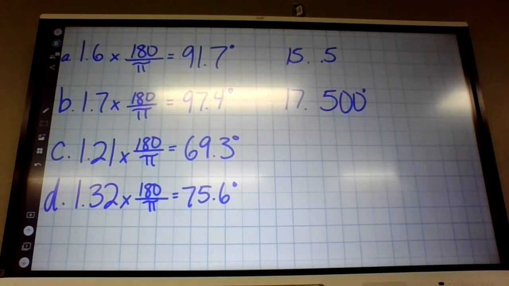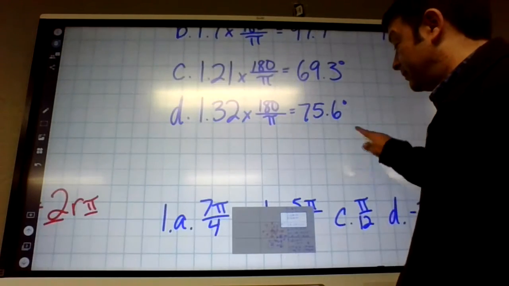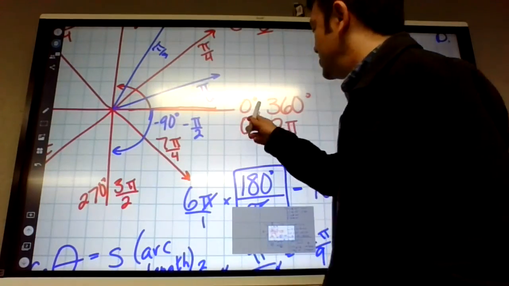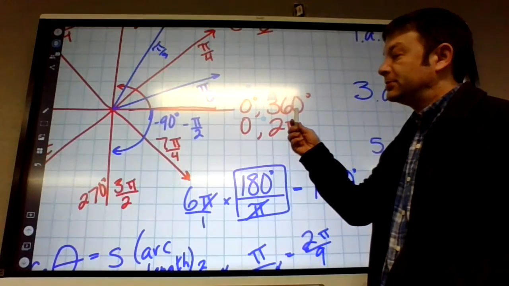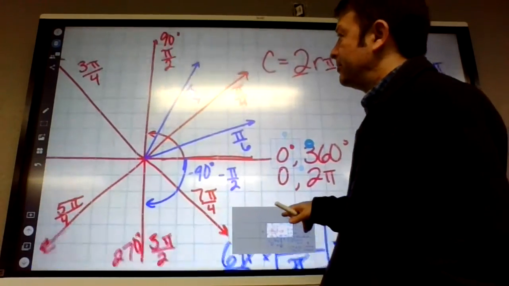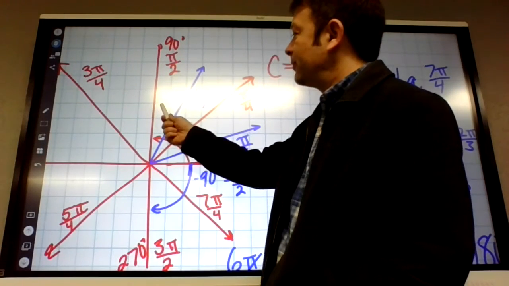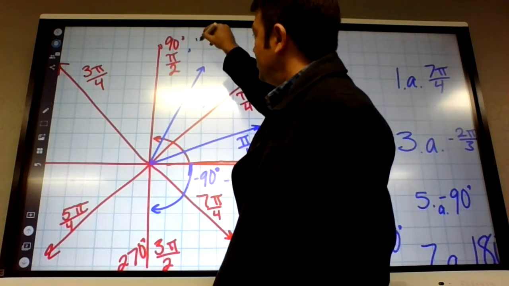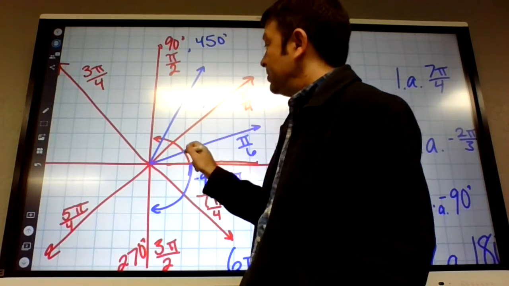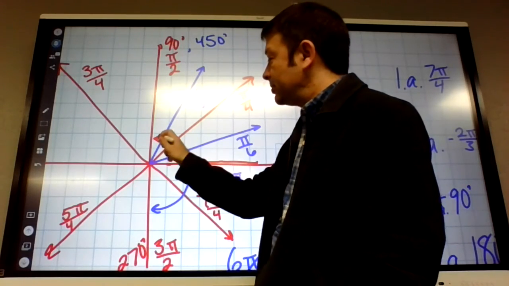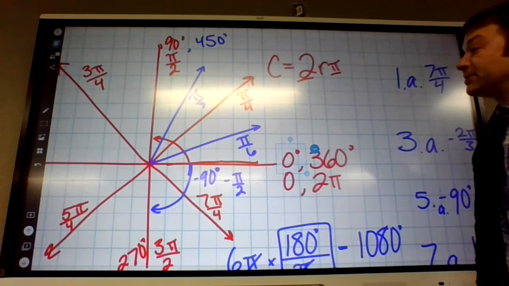So, do you guys remember what I said a coterminal angle was? It's an angle, let me go back to my visual here. It's an angle that ends at the same point. So 0 and 360 are coterminal. 90 and 90 plus 360, 450. Those are coterminal. The difference is 90 just goes a quarter of a turn, 450 goes 1 1/4 turn. But they end at the same spot.